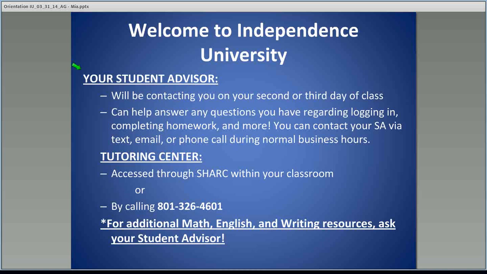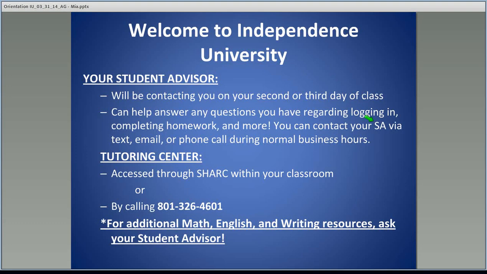Your student advisor is one of the great resources that we'll have available to you as a new student. My name is Mia, and I'm actually a student advisor here as well. Your student advisor will be contacting you on your second or third day of class, and is someone who can help answer any questions you have regarding logging in, completing homework, or anything else having to do with your whole first month of school. You can contact your student advisor, or SA as we call them, via text, email, phone call, anything like that during normal business hours.